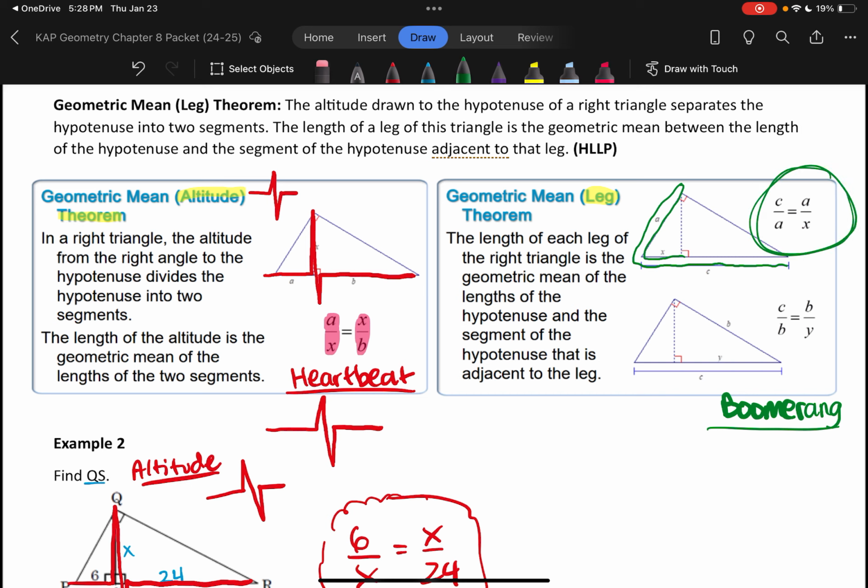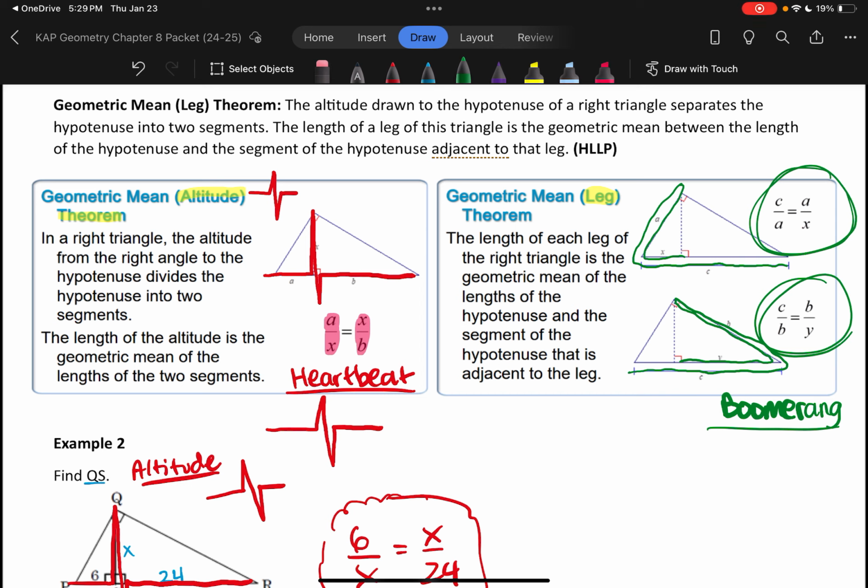Now that works for both legs, right? Well, how does this work if my leg isn't the one on the left and it's the one on the right, like we have down here below? Pretty much the same thing, except I'm now not traveling to the left, I'm traveling to the right. What I told you just a second ago was that this boomerang method has you traveling towards the missing leg. So in this case, if I travel towards the missing leg, this would be C over B is equal to, wrap back around, B over Y. And there's our equation right there.